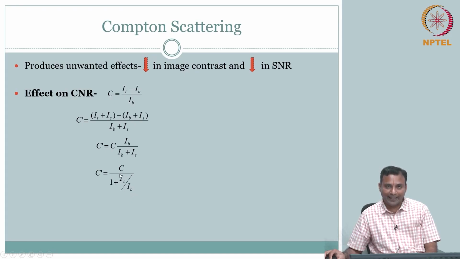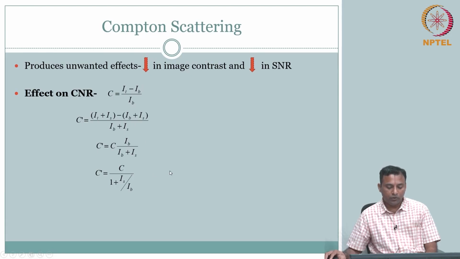So, if there is no scattering, then no problem, your contrast is not reduced. If you have scattering, there is this 1 plus some value, so this denominator is greater than 1. So your original contrast will be reduced, C dash will be less than C because of scattering. That is what we mean by decreases the image contrast.